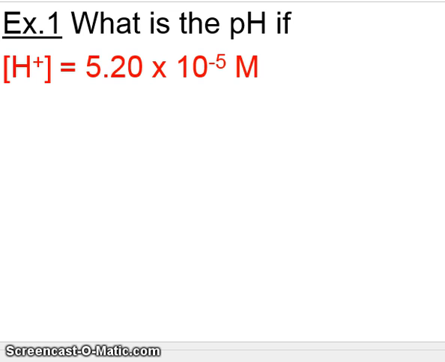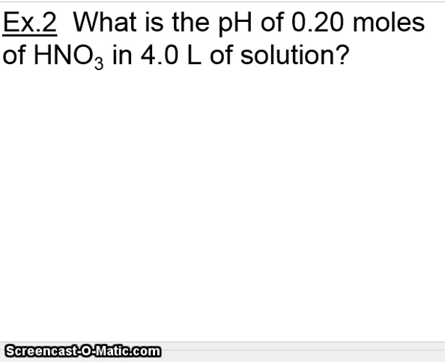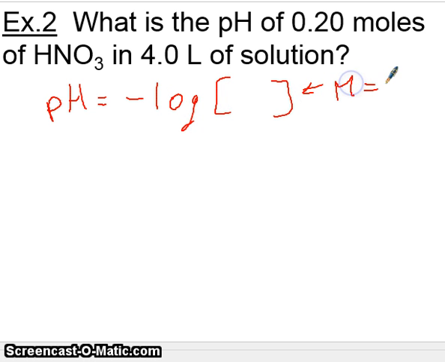Let's try this next one. Here we say, what is the pH of 0.20 moles of nitric acid in 4 liters of solution? So in this case, we have to first solve for the molarity, because remember, pH is the negative log of the brackets. This means molarity, which is moles per liter.